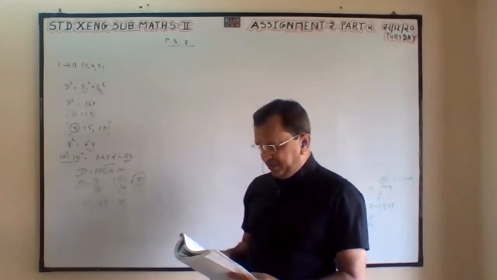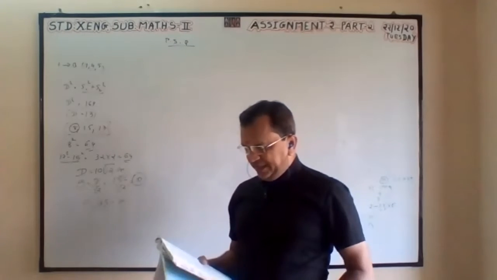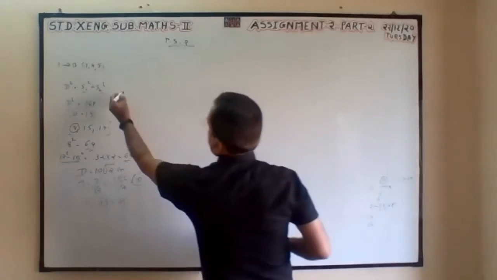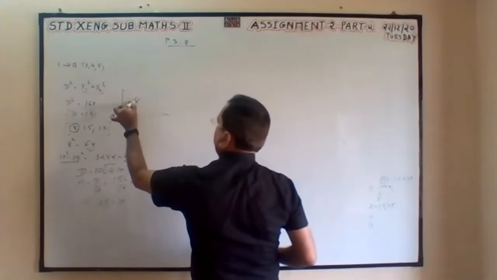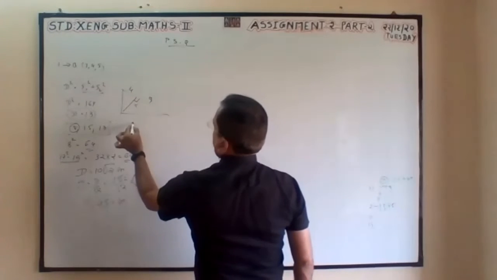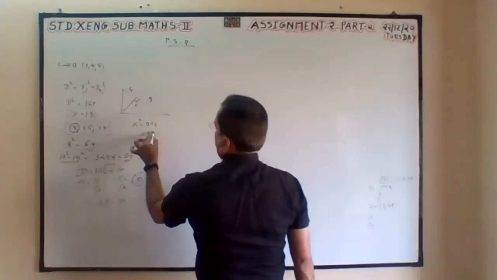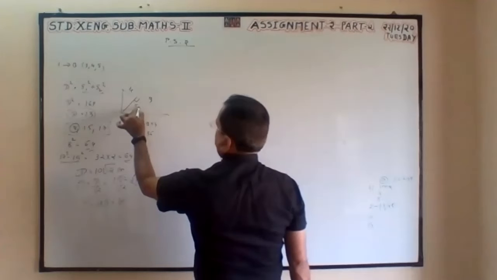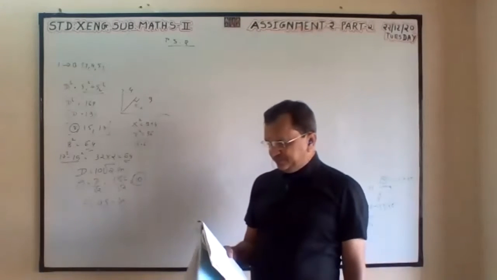Altitude of the hypotenuse of a right angle triangle divides it into two parts in the proportion 4 and 9. This is divided into two parts, 4 and 9. This is x. So geometric mean: x square is equal to 9 into 4, which is 36. x is equal to 6. So C option.